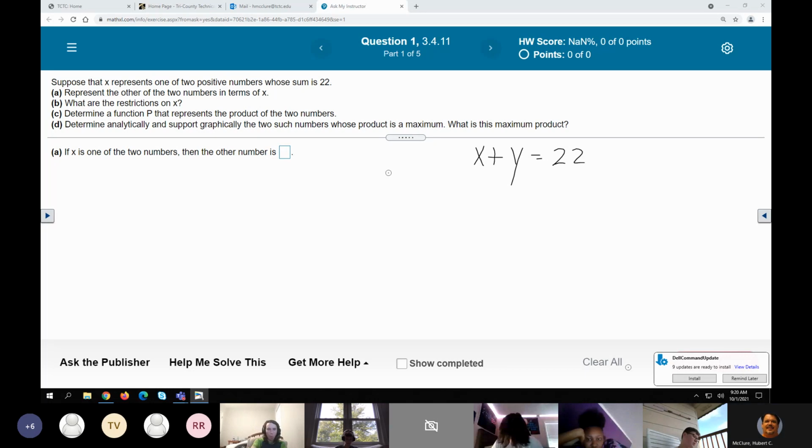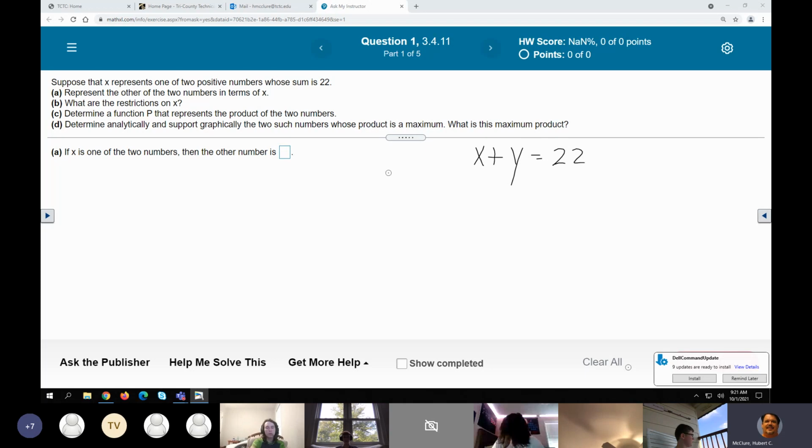Well, I don't really know of any restrictions. Determine a function p that represents the product of the 2 numbers. Well, that would be x times y, or x times x, which would be x squared. Determine analytically, support graphically, the 2 such numbers whose product is a maximum. What is the maximum product? Okay, I'm at a loss here.